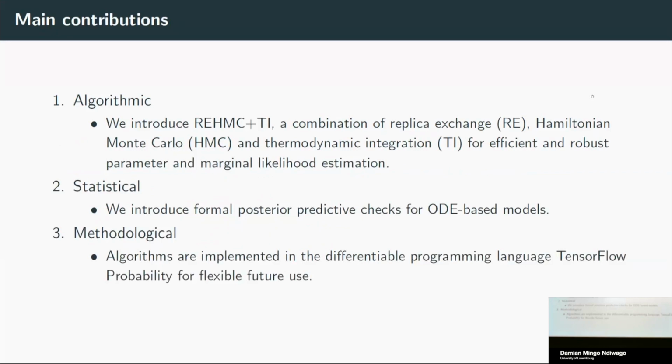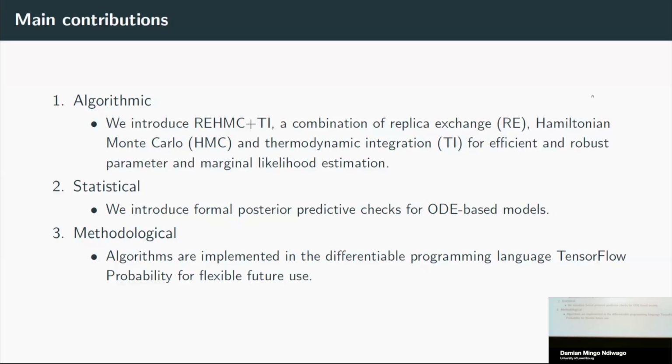So we have an algorithmic contribution, a statistical contribution, and a methodological one. So for the algorithmic contribution, we've merged two major existing algorithms, Hamiltonian Monte Carlo and replica exchange. While replica exchange is not new, and others have done that, they have combined this with random walk and other algorithms that make it not very efficient like what we have done. So by combining it with HMC, it is very robust and it scales well in high dimension.